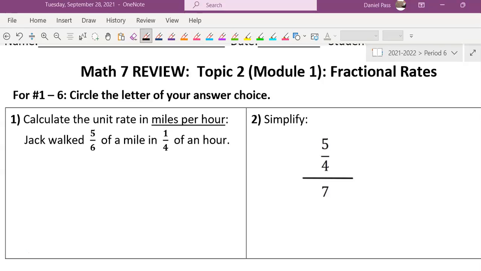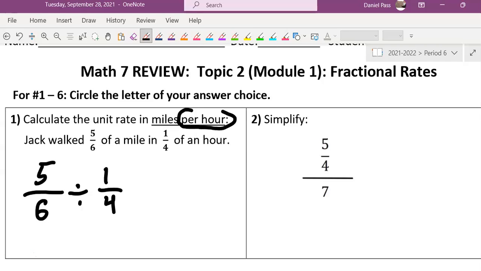So first I did 5/6 divided by 1/4. Right. Now, how did you know that you're dividing by 1/4? Because it says per hour. That's exactly right. Excellent answer. So per hour means whatever comes after the word per, 1/4 of an hour, matches hour. We divide by that number. Excellent. Then we take the reciprocal of the second fraction, which is 1/4, and make it into a multiplication problem. So it's going to be 5/6 times 4/1.